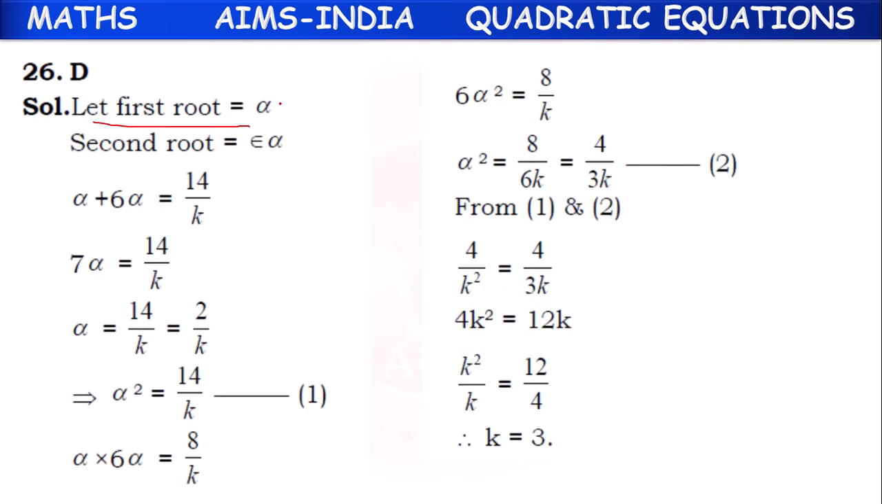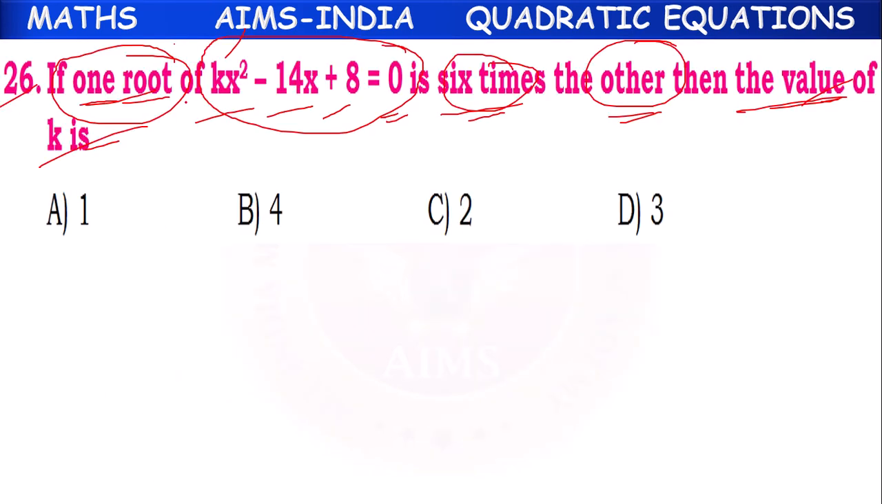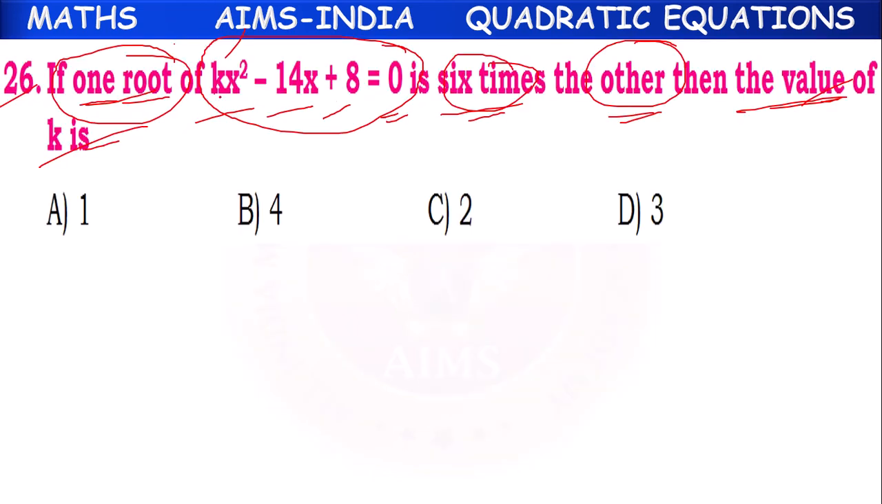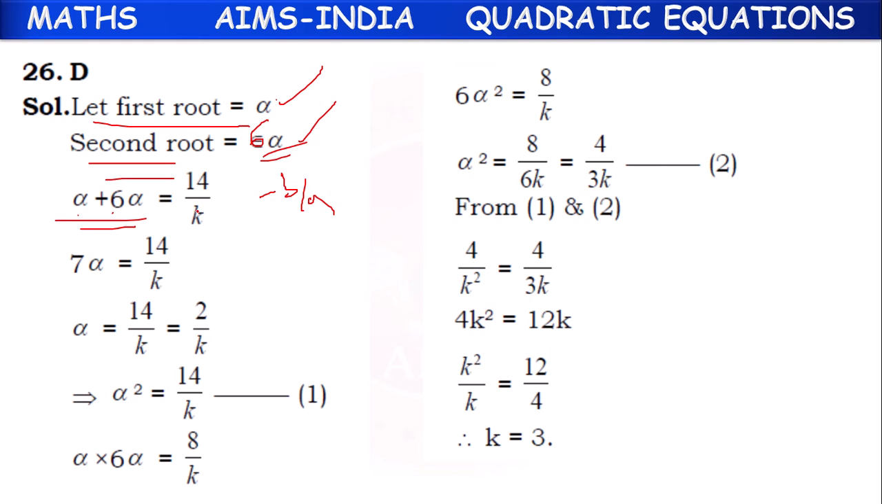So let the first root be alpha, then the second root will be 6 times the first one, 6 alpha. Sum of the roots, alpha plus 6 alpha, according to formula minus b by a, means minus of minus 14 by k, which is equal to 14 by k. Alpha plus 6 alpha, 7 alpha equal to 14 by k. So alpha equal to 7 will come down. 7 twos are 14. So it will be 2 by k. And alpha equal to 2 by k.